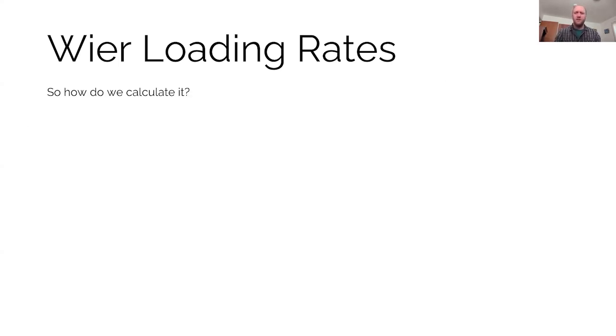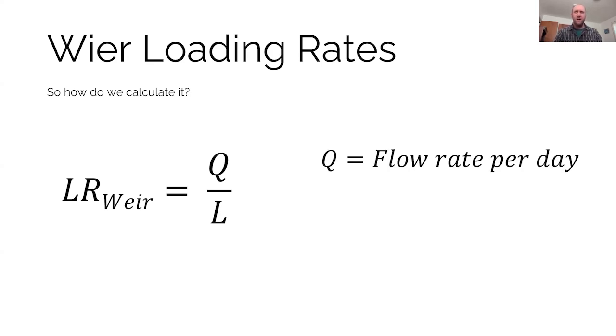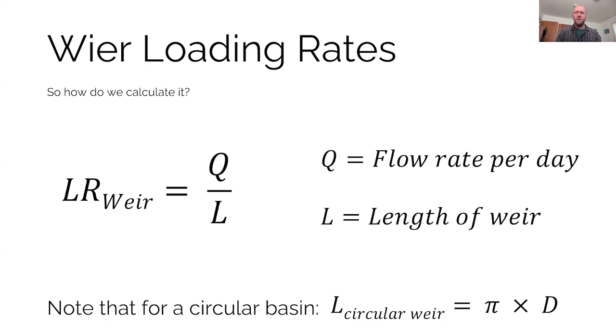Okay, so how do we calculate this? There's a formula for this. Here's our weir loading rate, and it's Q divided by L. It's a pretty simple equation. Our Q is flow rate per day, and our L is the length of that weir. Note that for a circular basin, to figure out the length of that weir, you're going to have to find the diameter of the weir going around, whereas in a rectangular basin, you could just measure it.